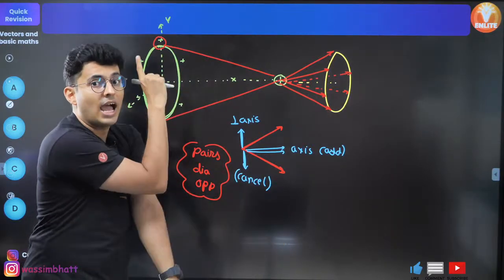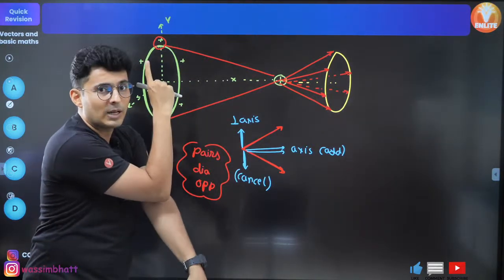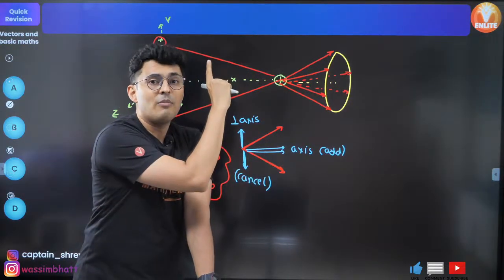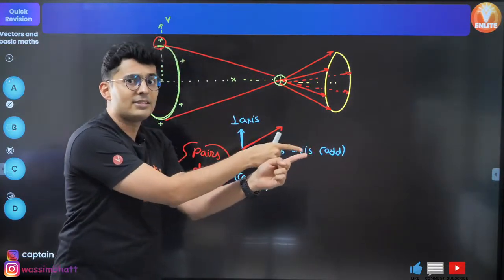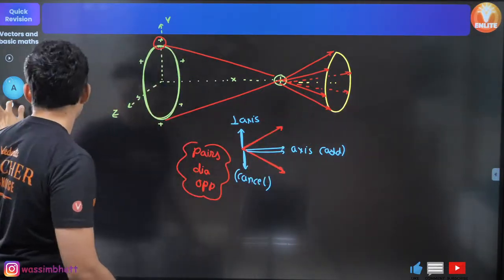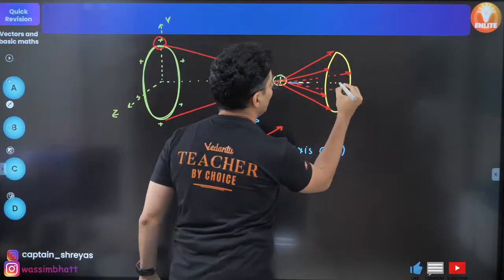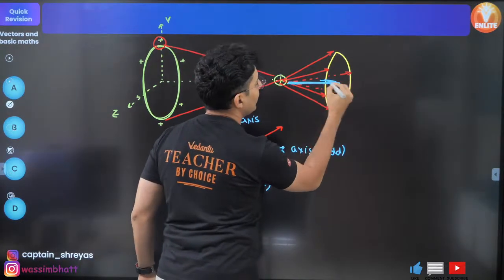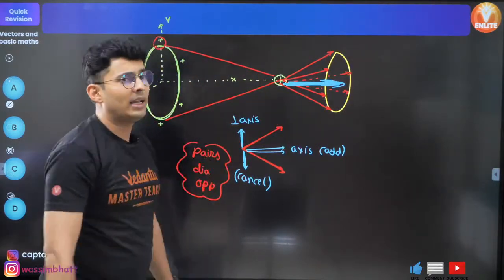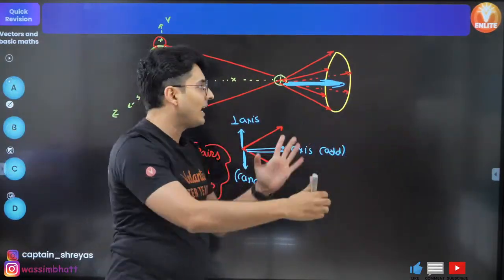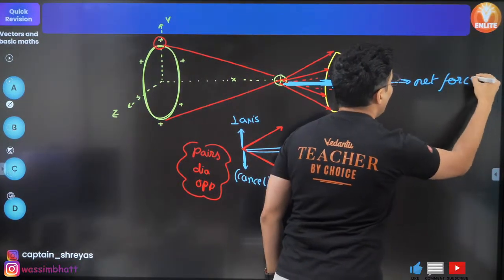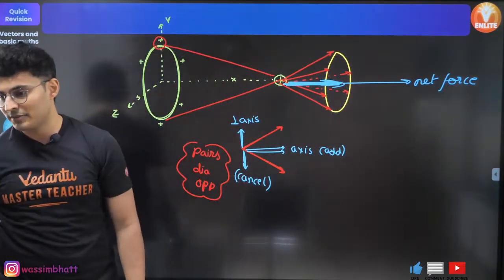Each pair will have two components: axial and perpendicular. But all the perpendicular components cancel. All the ones along the axis add. So many axial components along the axis. However many pairs there are, all those components will add, and that will give you the net force.